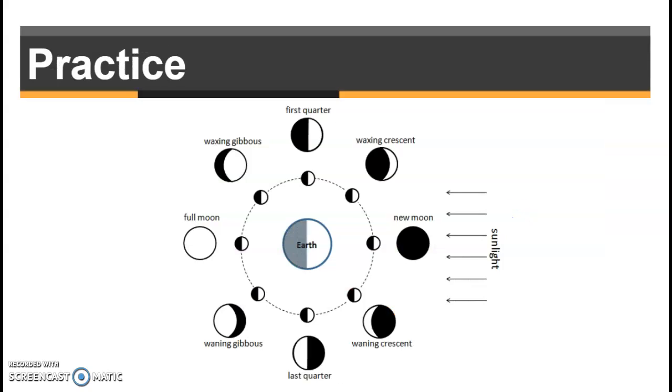So here's some practice that you can do. You can go back to some of the previous images and see if you can figure out what you would have in different spots. Where would the sunlight be coming from? What should you see, etc., etc.